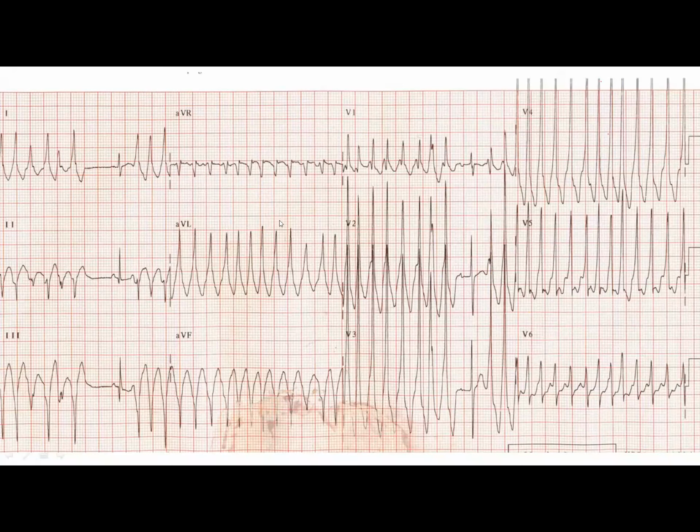Right. How often do we see ventricular fibrillations in pediatric age group? It's quite rare that we see ventricular fibrillation. This is a child with ventricular tachycardia. Can you move to the next slide? So how do you manage a child with ventricular tachycardia?